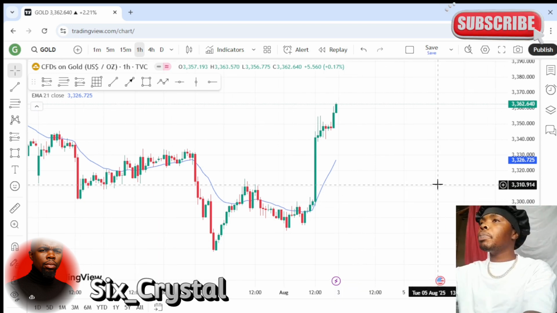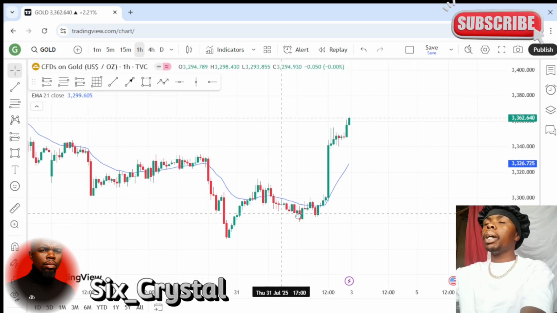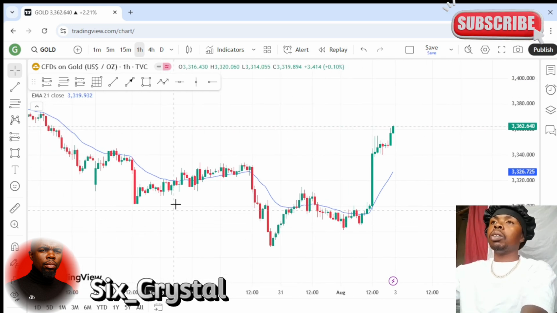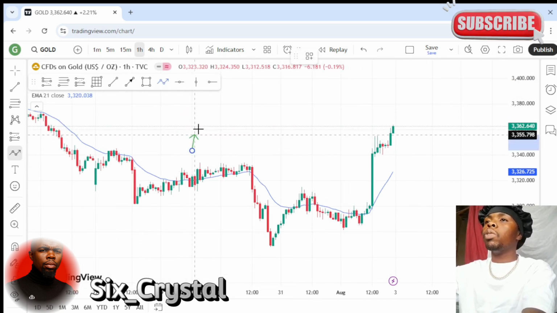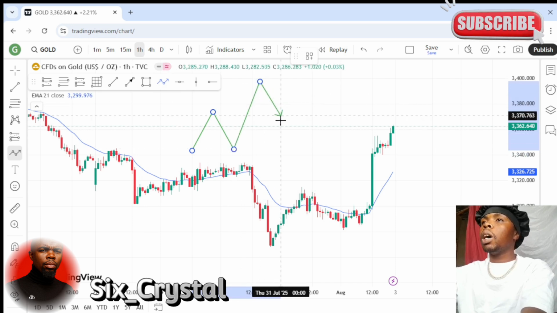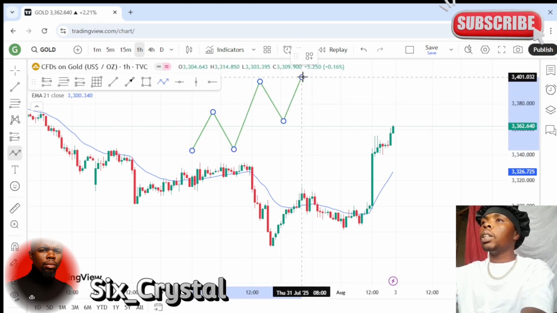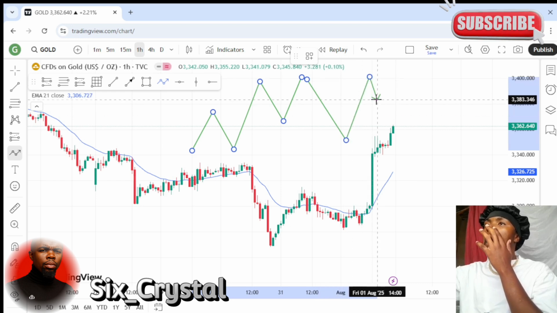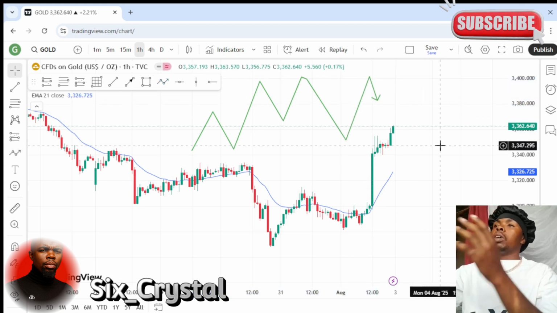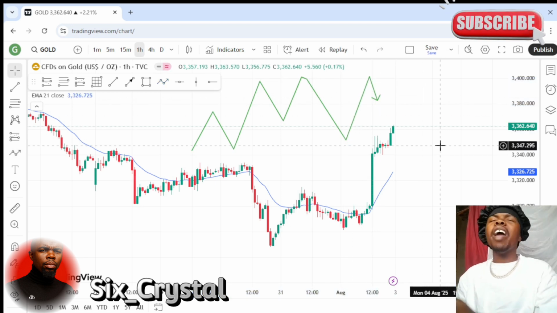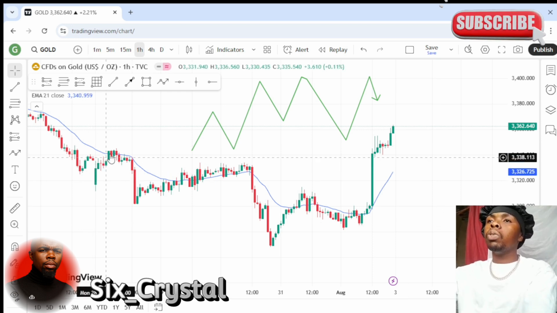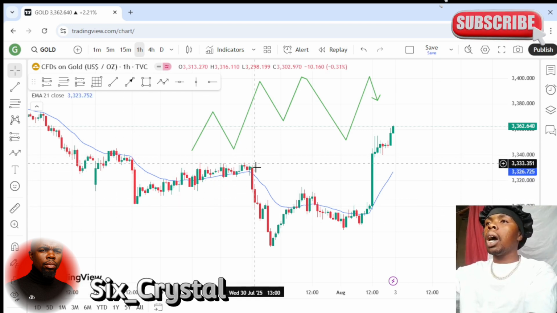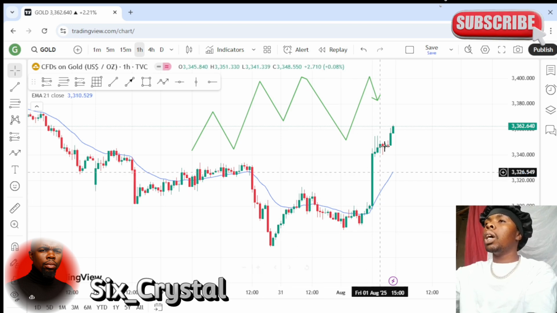So guys, as you can see, the market here goes up and down. People have been told that the market moves up, down, up, down, up, down, up. So the market moves like this, guys. Every time, if you see the market, it moves like this. It moves up, down, up, down, up, down, up.